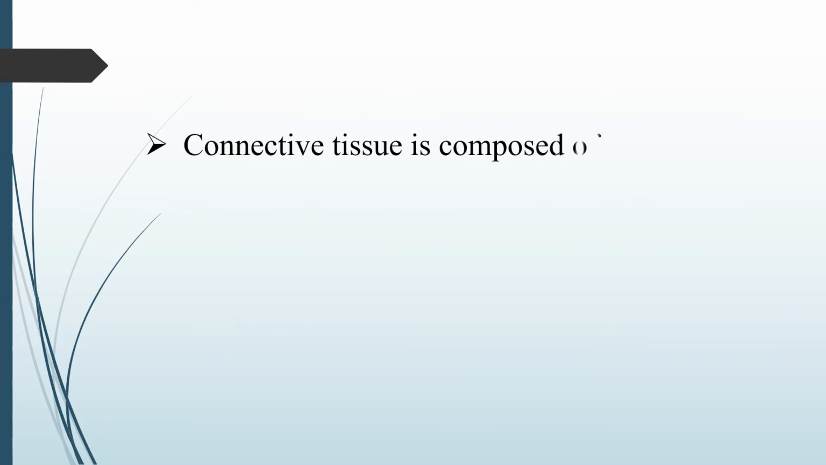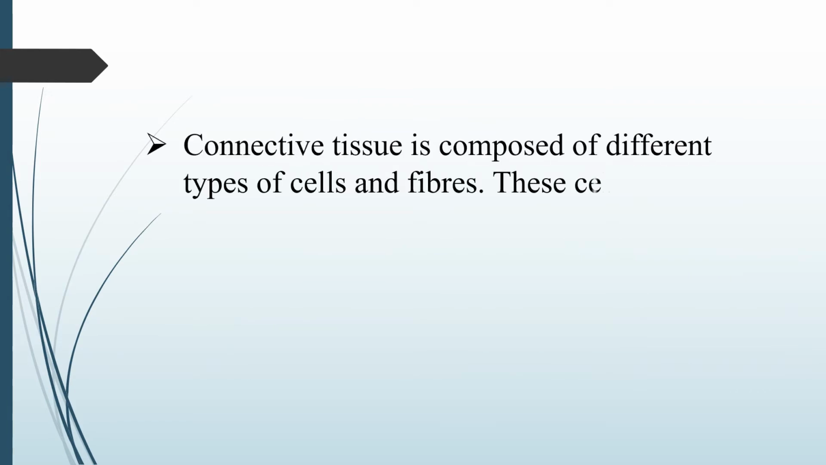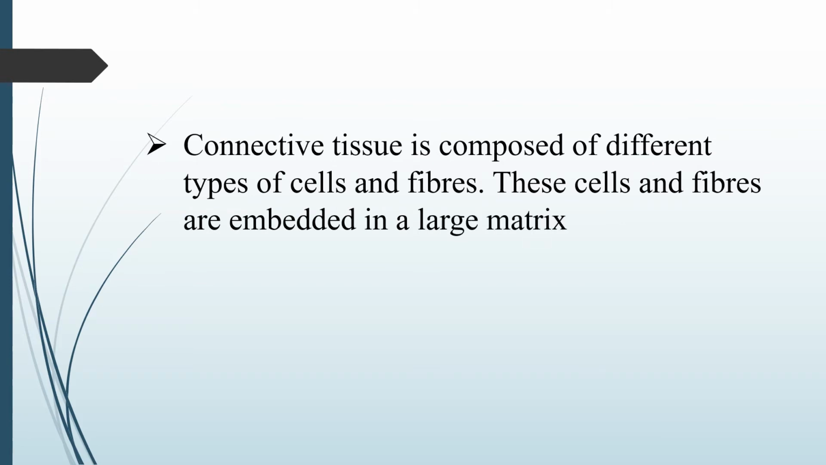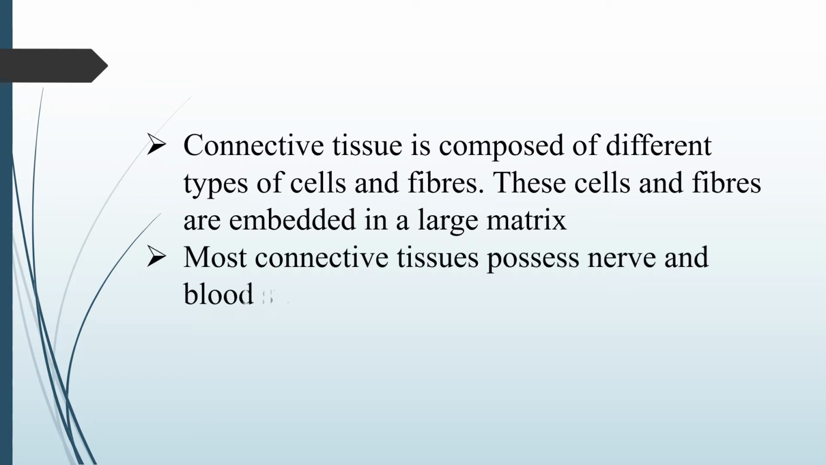Connective tissue is composed of different types of cells and also fibers. These cells and fibers are embedded in a large matrix. Most connective tissues possess nerve and blood supply.